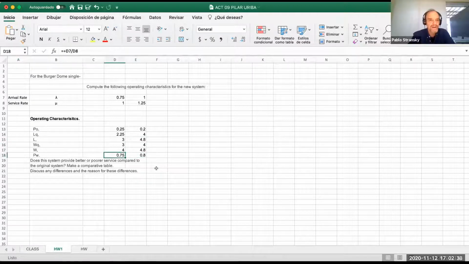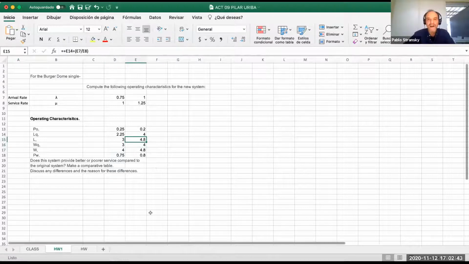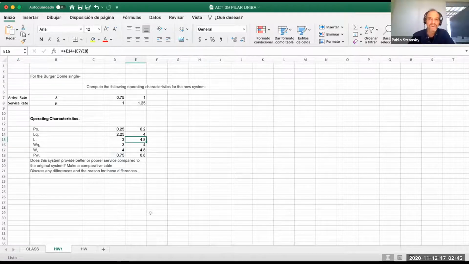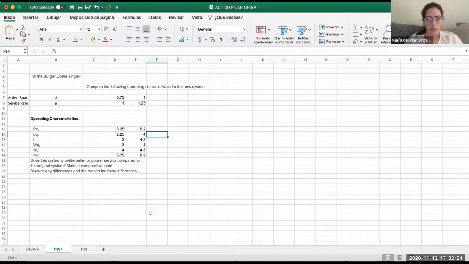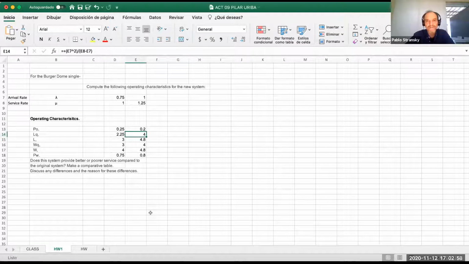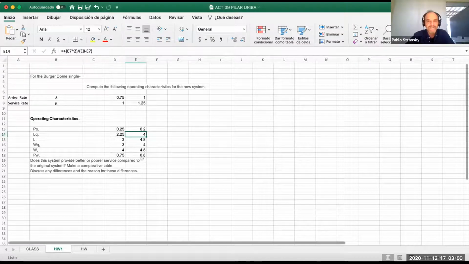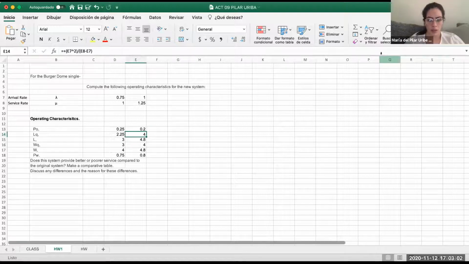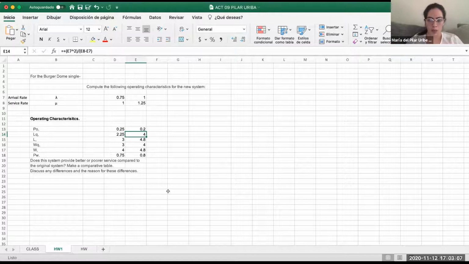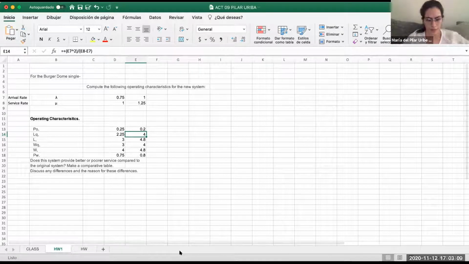I think in some cases it's lower and in others it's higher. We have to understand each of your numbers. For example, LQ, what does LQ mean? It stands for the average number of customers in the waiting line. It went from 2.25 to 4, so it increased, it's worse, no? Okay. I will go to the presentation to copy the explanation. Thank you, teacher. You're welcome.